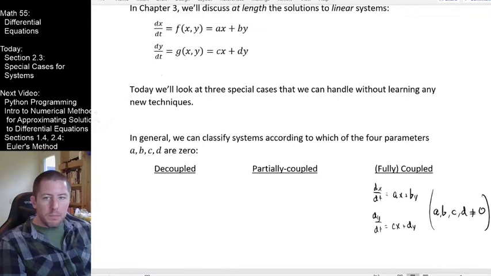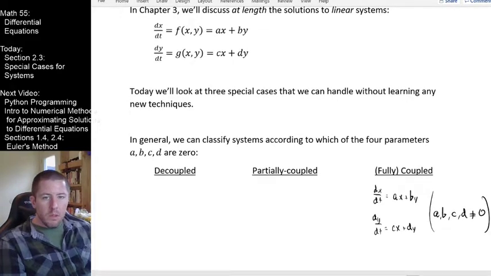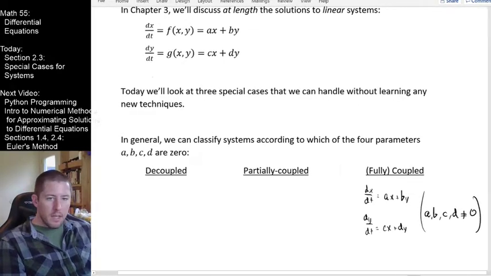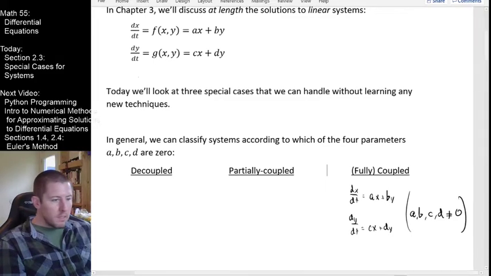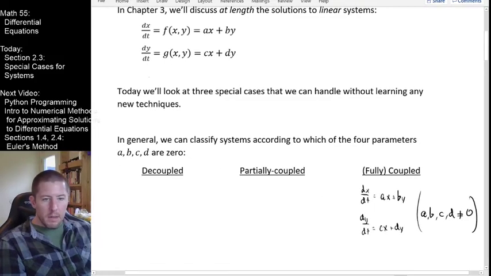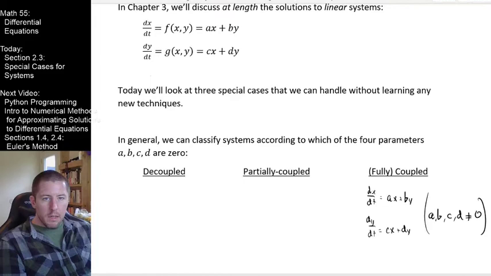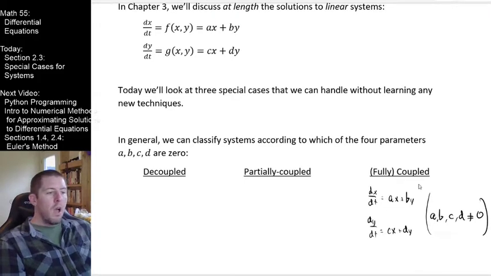There we go. In fact, can I instead do this? That'll be a little bit better. I'll extend this back over a little bit. There we go. Cool.